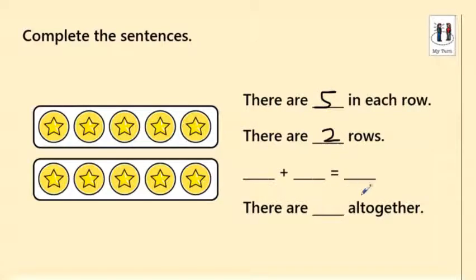And then repeated addition. How many on each row? So 5, add 5. What does that equal? Well, I can add them all up. There's 5 here, 6, 7, 8, 9, 10. Or if I can count in 5s, which will make it quicker, 5, 10. How many are there all together? Well, we've worked that out already. There's 10.